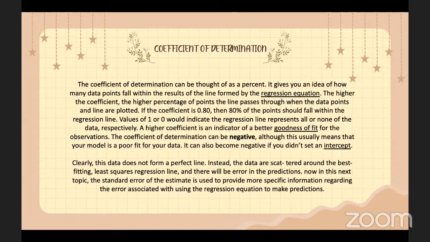So clearly, this data does not form a perfect line. Instead, the data are scattered around the best fitting least squares regression line, and there will be error in the predictions.